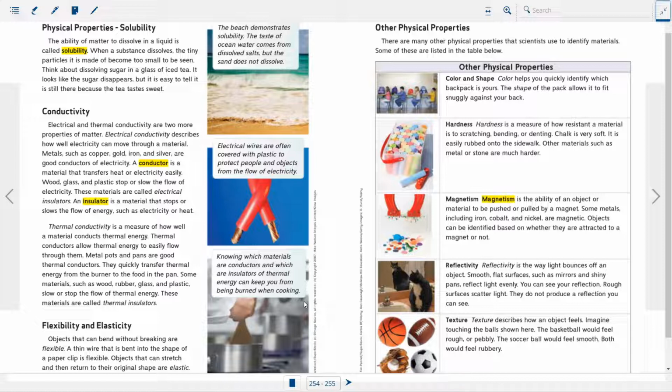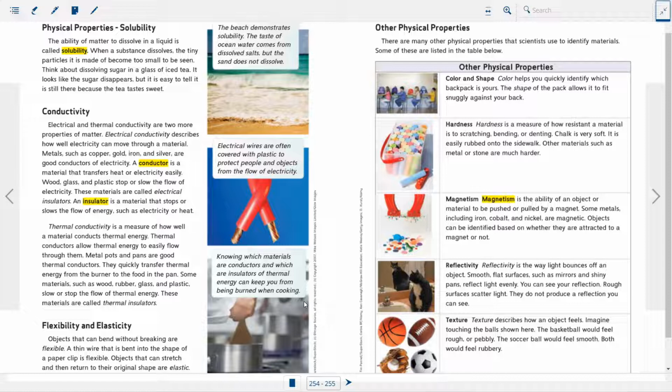Reflectivity. Reflectivity is the way light bounces off of an object. So how well does it reflect light? Smooth, flat surfaces, such as mirrors and shiny pans, reflect light evenly. You can see your reflection in those different kinds of surfaces. Rough surfaces scatter light. They do not produce a reflection that you can see.